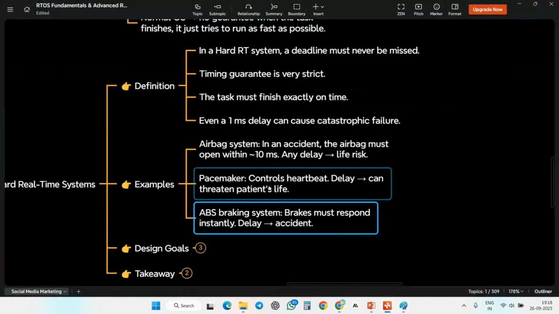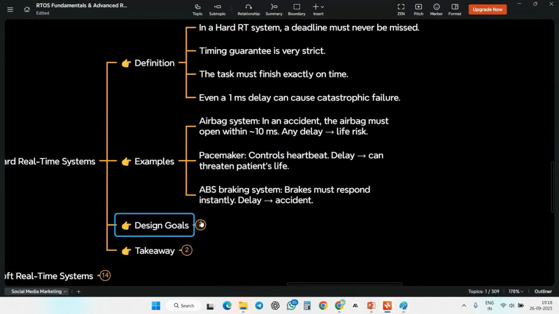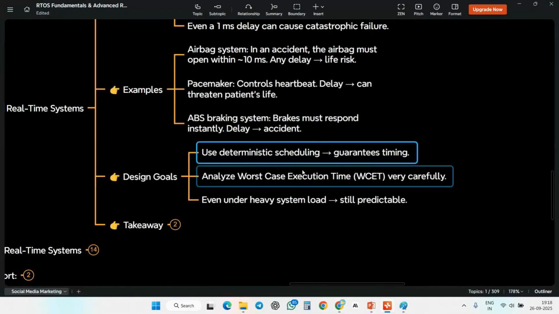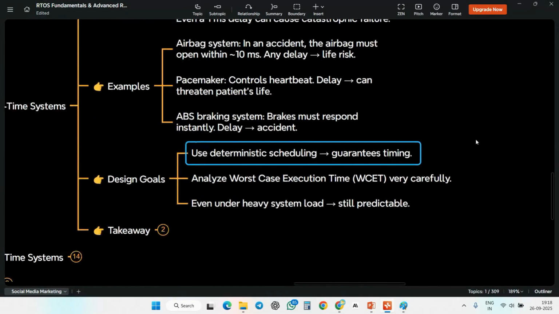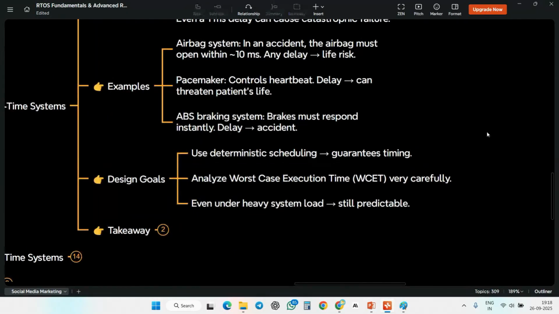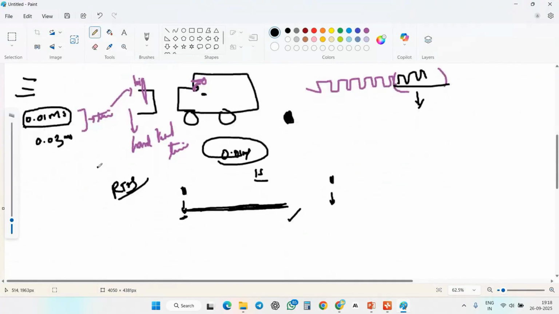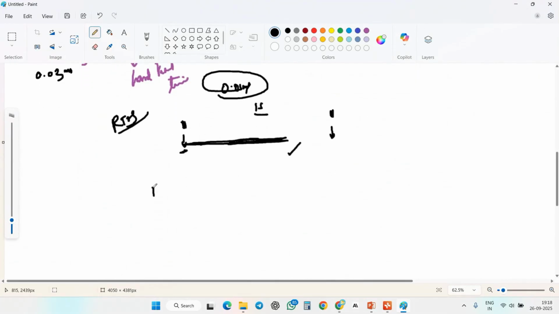Okay, now we will look at soft real time, and the design goals. It should have guaranteed time, with deterministic scheduling, which we are going to discuss. It has guaranteed timing. Your time should be predictable, because with an airbag, braking, or pacemaker, everything should be predictable. When I'm applying the brake, you know what the response time is.